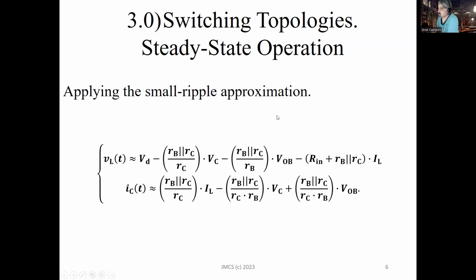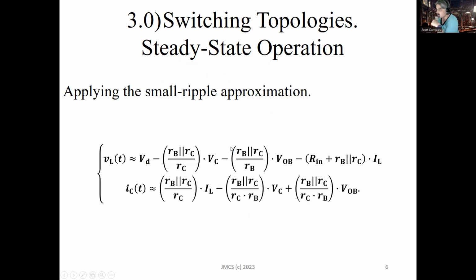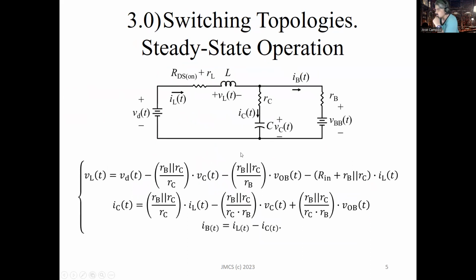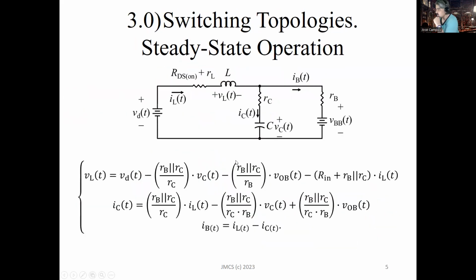Okay. Now, what is the topology when we are located in the second switching interval, basically? Here we have another topology. Let me tell you something before going to the next. I call it RIN as well, and RIN is the combination of RDS plus RL. Basically, it's the summation of RDS and RL.